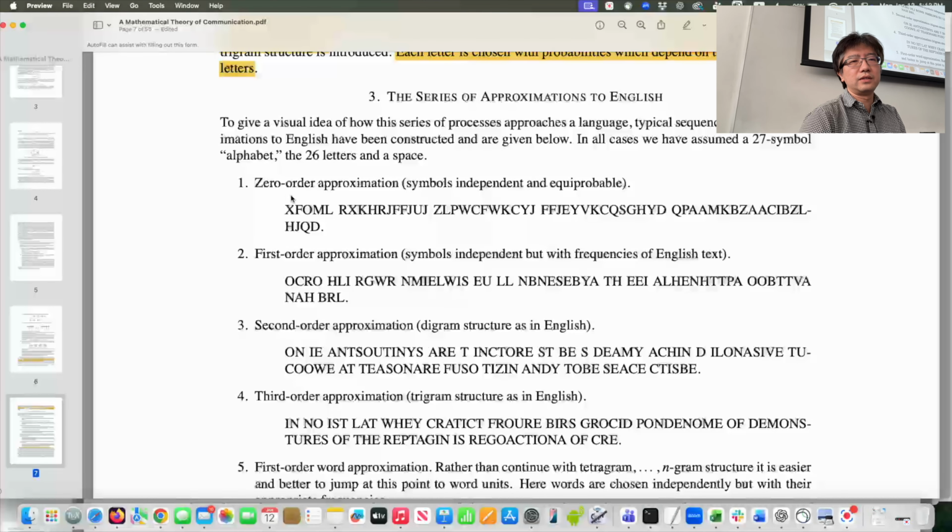Let's say we generate the text using a zero-order approximation. What zero order basically means is that every letter is generated uniformly. We have 26 letters and one space, so in total we have 27 choices. If we generate all of them uniformly at random, each one will appear with a probability of 1/27, right? And this is what you get. It's not a language, right?